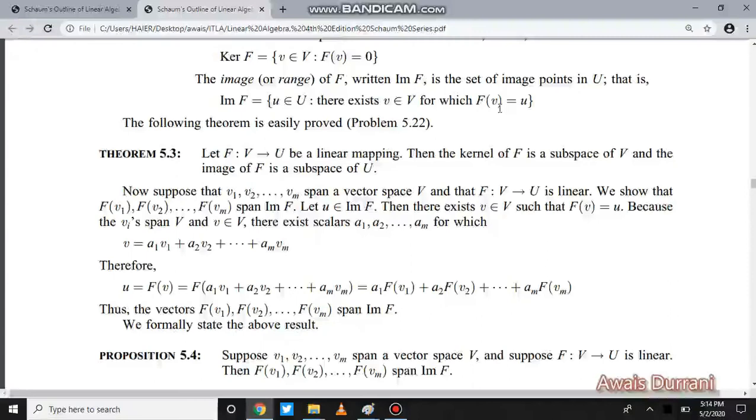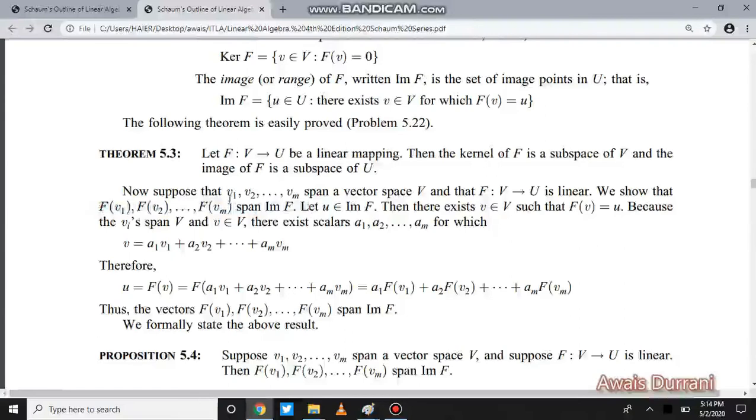Now if I am able to prove that v1, v2 up to vm are all those elements which span the set V, and that f of v1, f of v2 up to f of vm span the set, then it is clear that the image of F is a subspace of U. I mean, this condition, that f of v1, f of v2 up to f of vm span the image of F, is sufficient to prove that the image of F is a subspace of U. So to prove this condition is my target.